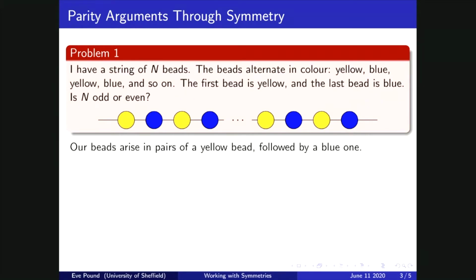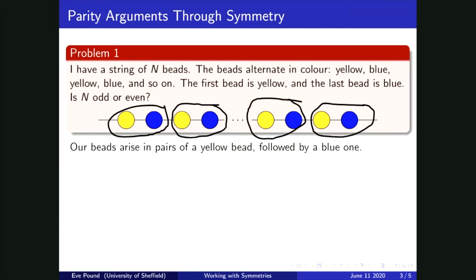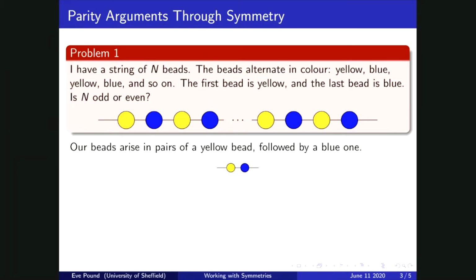Another way which you might think about this problem is that actually our beads arise in pairs. So here's a pair. Here's a pair, and here's a pair, and here's another pair. Always with a yellow bead by a blue one. So if we actually pair them up in this way, if we imagine this is our first pair here coming down, and this is our second pair coming down, and then we keep going until we get to the last pair over here coming down over here.